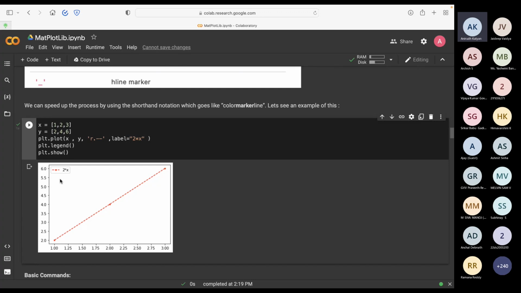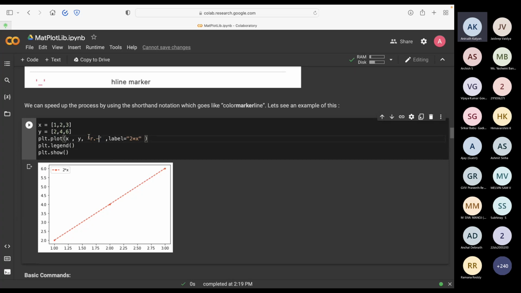But if you're doing multiple graphs within the same canvas, which is what we'll be seeing next, this legend is very useful. That is why it's important to label your graphs. Moreover, before the label, you can pass a shorthand notation like this, which is color, marker, line. So here I put color as R, which is shorthand for red. Marker, I put a full stop, which is a shorthand for the dot marker. And I put a double dash, which is, as you covered before, a shorthand for double dashed lines.